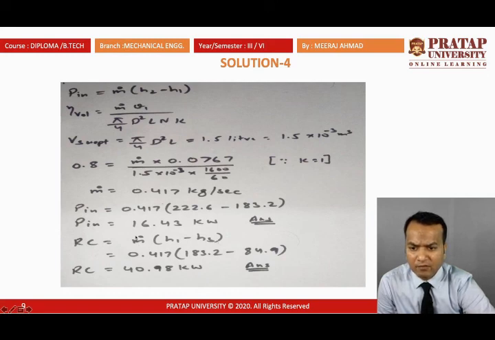Then RC, refrigerant capacity, is equal to the mass flow rate times H1 minus H3. The mass flow rate you find from the volumetric efficiency formula, which is 0.417. H1 is given and H3 is also given in the question. Put the values of H1, H3 and the mass flow rate in the refrigerant capacity formula. You get the value of RC, the refrigerant capacity of the machine, which is 40.98.